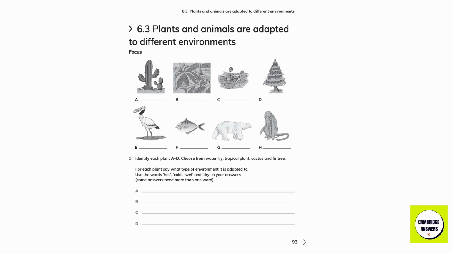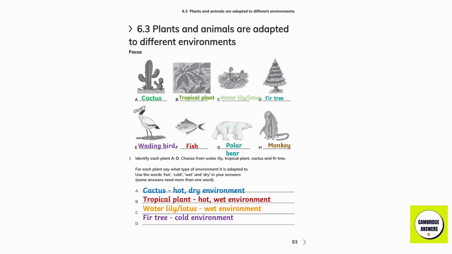Exercise 6.3. Plants and animals are adapted to different environments. Identify each plant A to D, choose from water lily, tropical plant, cactus, and fir tree. Cactus, tropical plant, water lily, fir tree. We're going to identify the animals as well: wading bird, fish, polar bear, and monkey. For each plant, say what type of environment it is adapted to. Use the words hot, cold, wet, and dry in your answers. Some answers need more than one word.